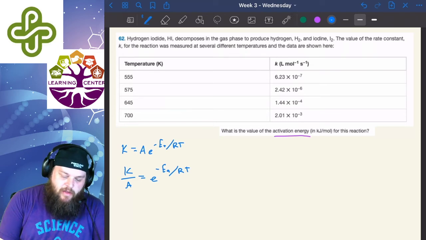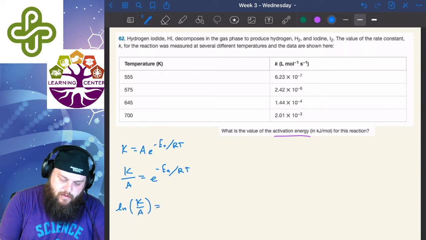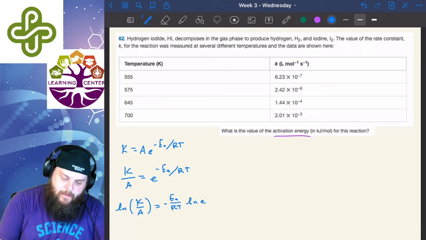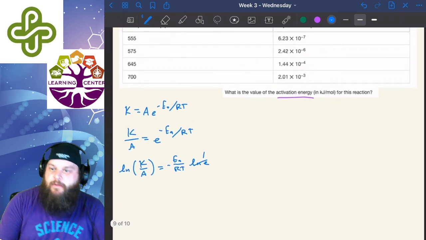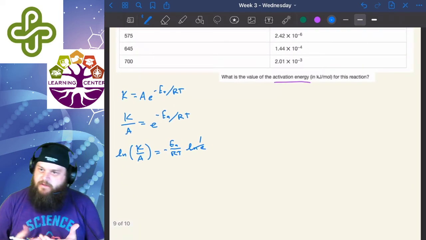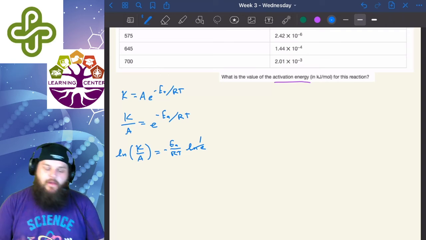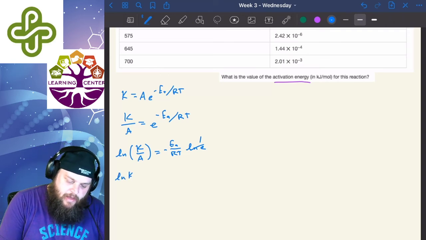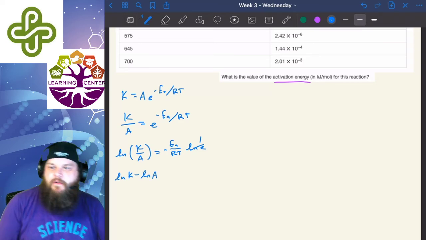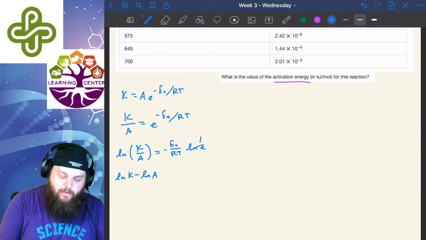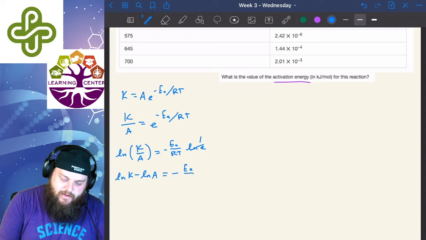Now I can take the natural log of each side. So that's the natural log of k over A is equal to negative Ea, activation energy, over RT times the natural log of e. That becomes 1. That simplifies things a little bit. Now, logarithmic rules say that if I'm taking the logarithm of a fraction, I can rewrite that as the natural log of k minus the natural log of A. So the denominator becomes the second one that you're subtracting from the natural log of the numerator, which is then equal to negative of the activation energy divided by RT.